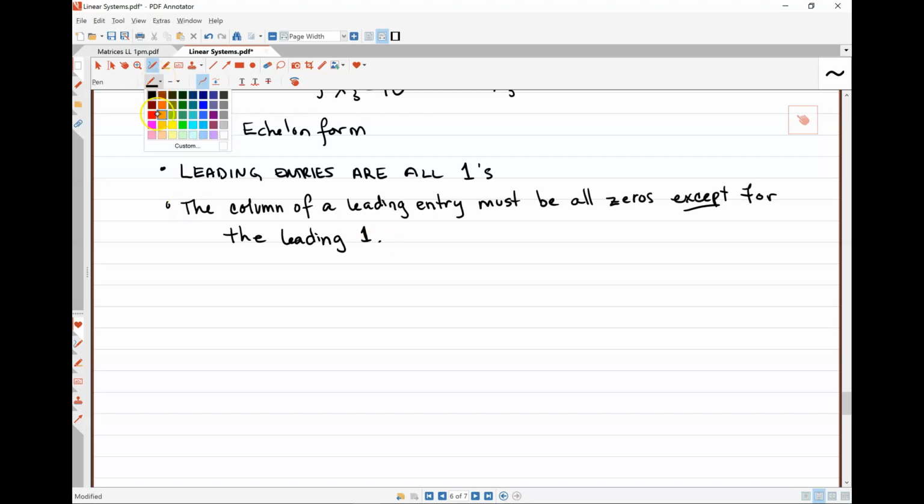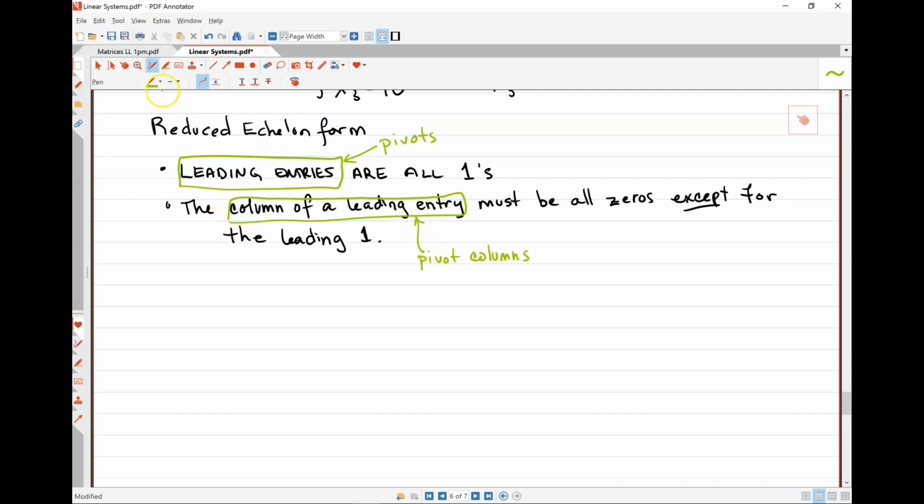And in both of these cases, I should mention that these leading entry things are called pivots. So in reduced echelon form, the pivots are all 1s, and the columns of a leading entry are called pivot columns. So let's see a couple of examples.